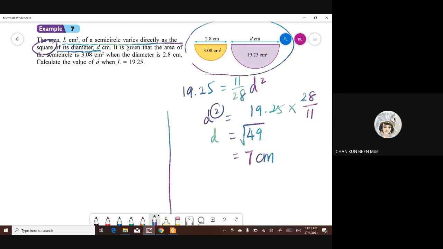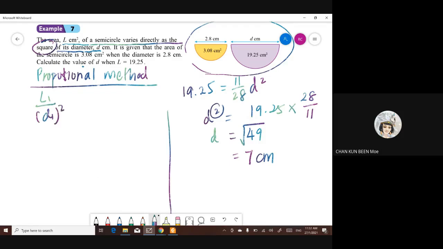So now we are going to use the alternative method, which is the proportional method. How to spell proportional? Long time didn't write. It's up to you which method you want to use. For the proportional method, it will be L1 over D1 squared. L1 represents the L that we have just now, and D squared is this one. Just indicate using the 1 here. It will be equal to L2 over D2 in brackets squared.